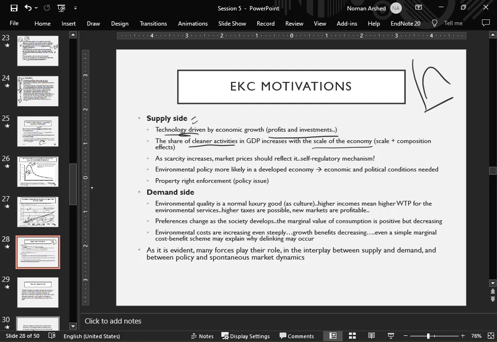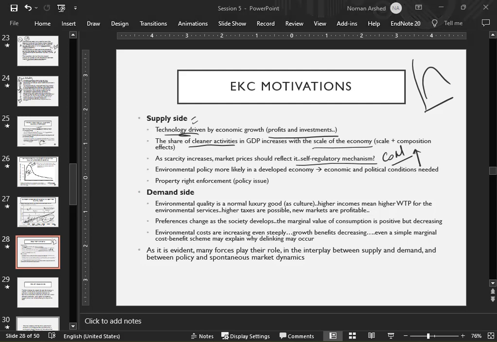So what will happen is their share will increase. As the cost increases, market prices should reflect it, and it can be a self-regulatory mechanism. For example, if coal is used in creating energy, and if coal is becoming scarce in the world, coal will become expensive, and people will tend to find ways as an alternative to get the energy.